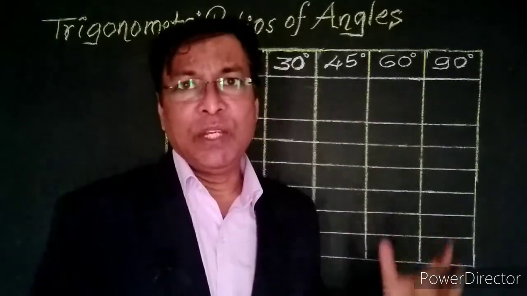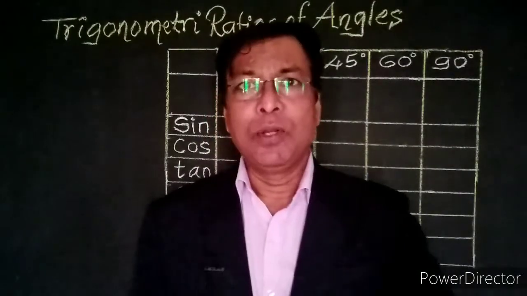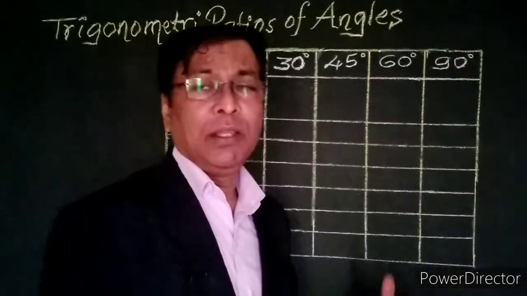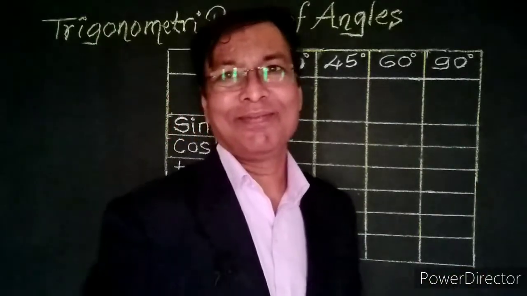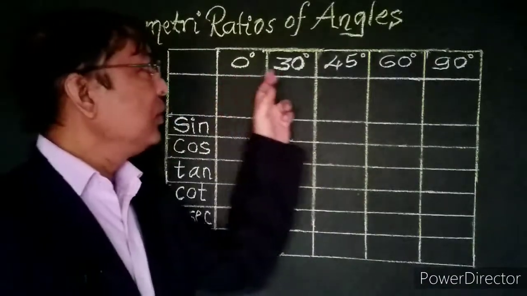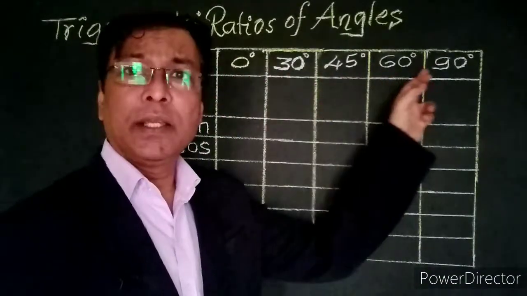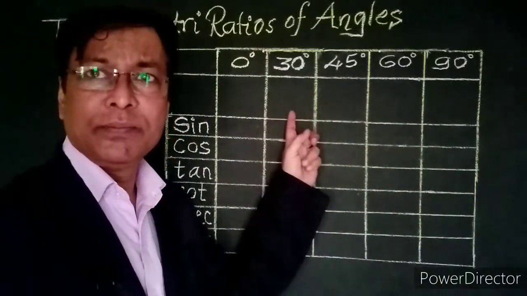Before we start this video, I request you to take a pen and a notebook and side by side along with me, you also take the points. Here we go. To find trigonometric values for the angles 0, 30 degree, 45 degree, 60 degree and 90 degree, prepare a table as shown here.